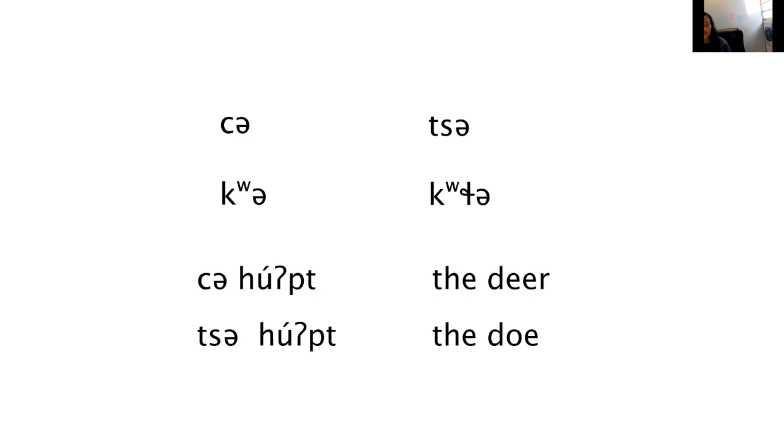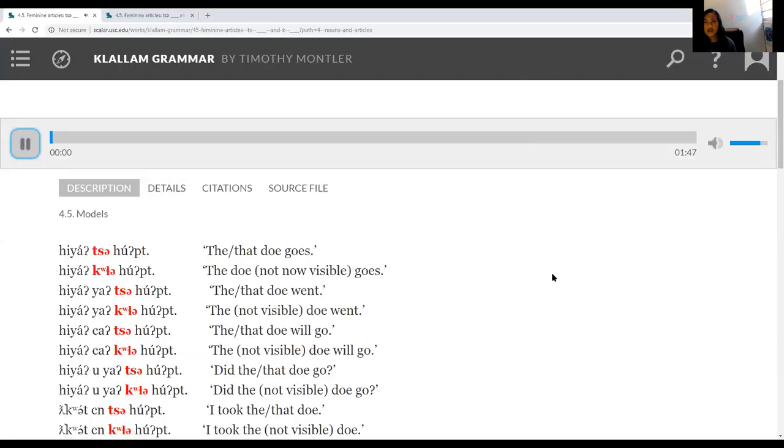It's also important to remember that while tsa and kʷə mark feminine, the non-feminine articles do not necessarily mark masculinity. The non-feminine articles are simply neutral with respect to gender. The doe goes. Tsa hoped. The doe that's not now visible goes. The doe went. And the doe not visible went.